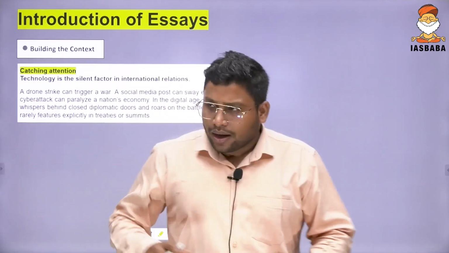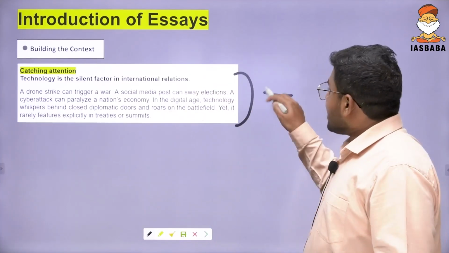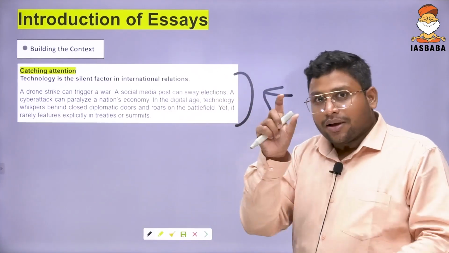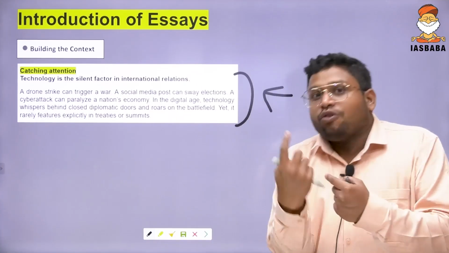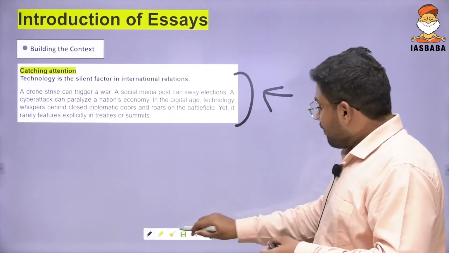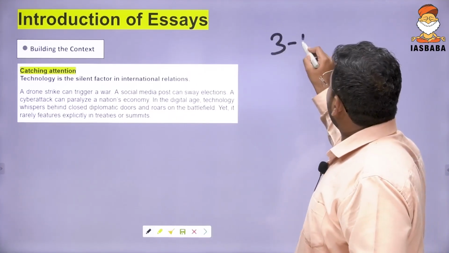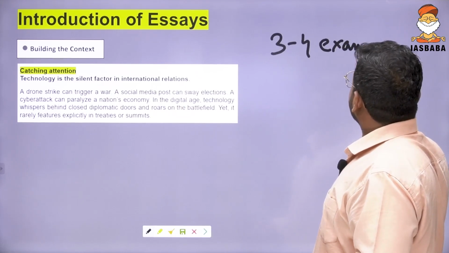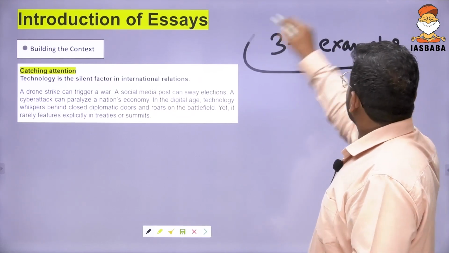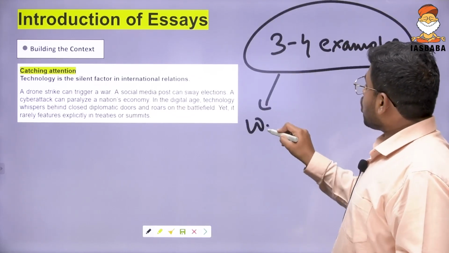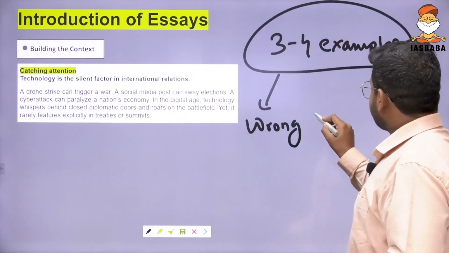Now, again, I'm not calling this a very perfect introduction, but there is one way of writing a kind of introduction wherein you come up with 3-4 examples to showcase something wrong that is happening.